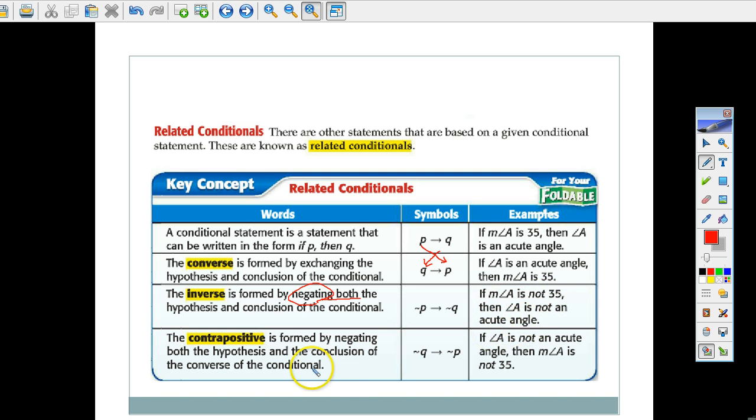Okay. Contrapositive is when you do both. So now you switch it around, you put the Q first and the P later, and you're negating both. So if not Q, then not P. If angle A is not an acute angle, then measurement angle A is not 35 degrees. Okay.